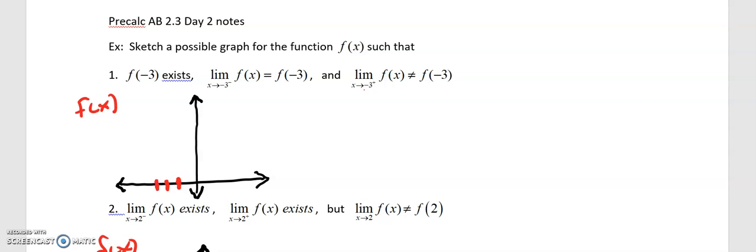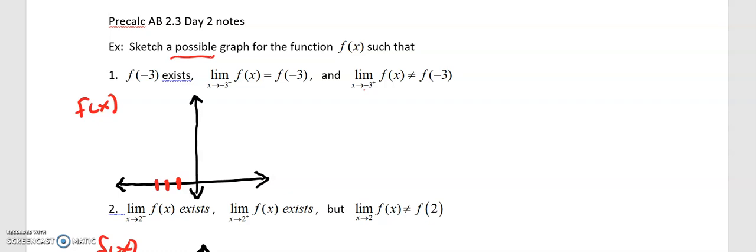We're going to sketch a possible graph for the function f of x such that the following conditions are met. So f of negative 3 has to exist. The limit of f of x as x approaches negative 3 from the left has to equal f of negative 3, and the limit of f of x as x approaches negative 3 from the right does not equal f of negative 3. I said possible here because there's a variety of ways you can graph this.